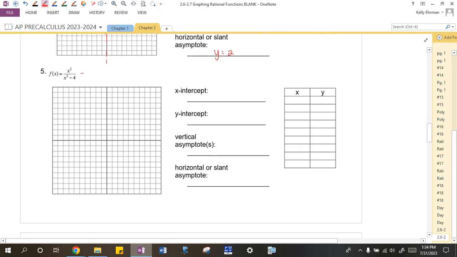On this graph, nothing cancels, but I'm just going to make a note to myself. I can factor this difference of squares. I wouldn't want to forget about a vertical asymptote. So we've got those at plus or minus 2. This is another tie, so we have y equals 1 because I'm dividing out x squared over x squared. Remember, the rule for a tie is divide out the leading coefficients.